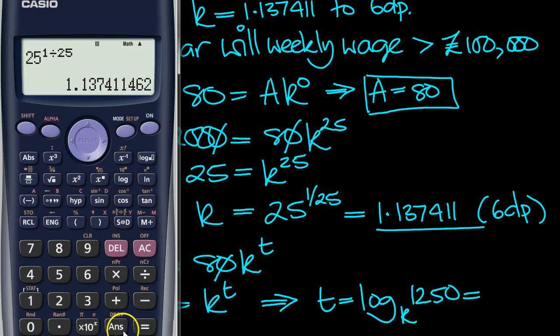So let's tap that in as answer, which I should have pressed equals. I've got it. So let's delete that. So let's just do log of the base number to the answer of 1250, 1250 equals 55.38.